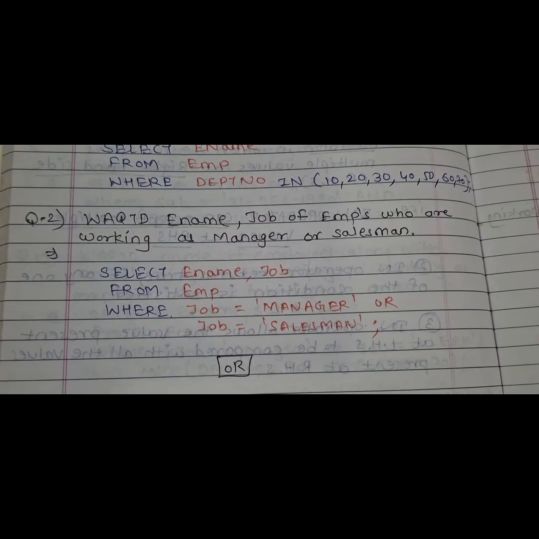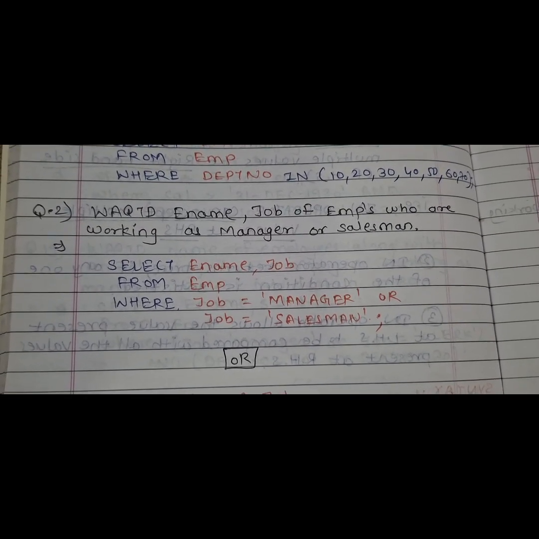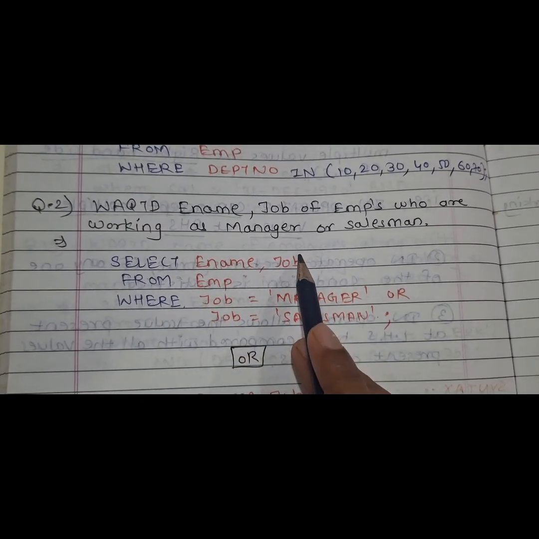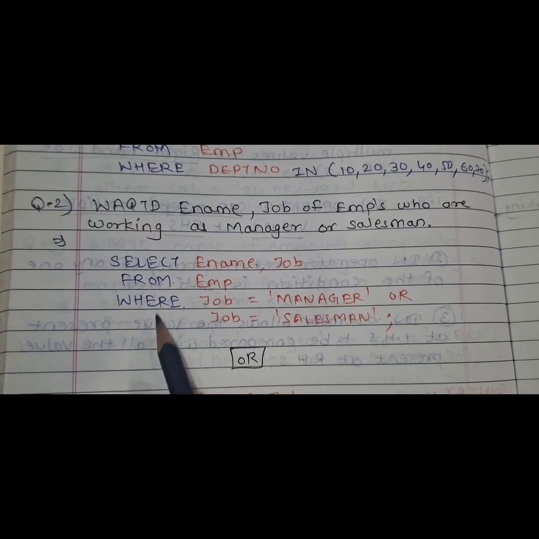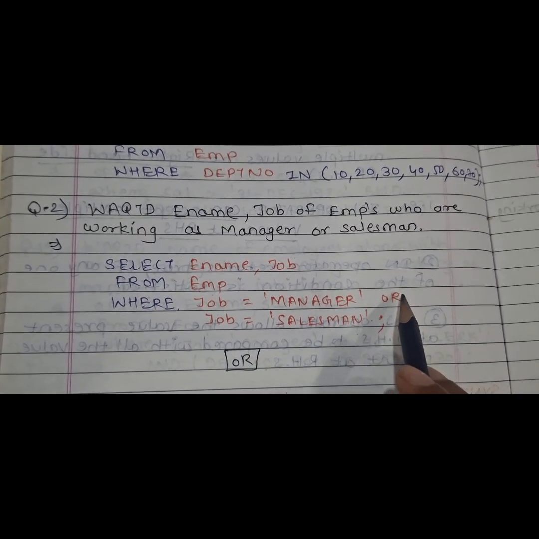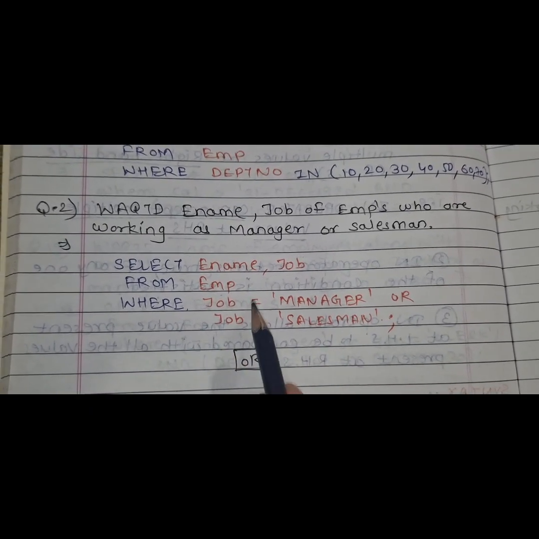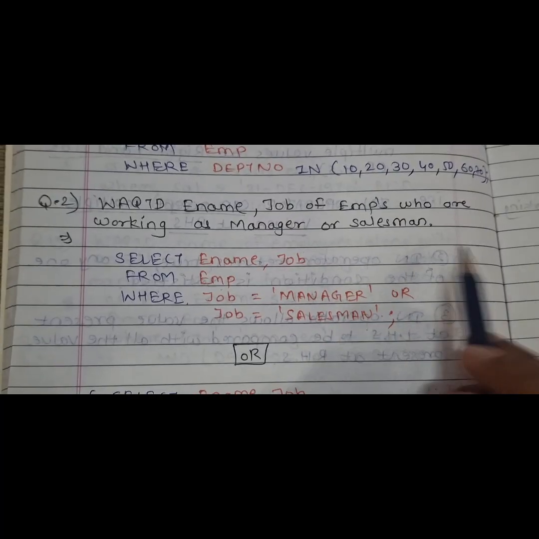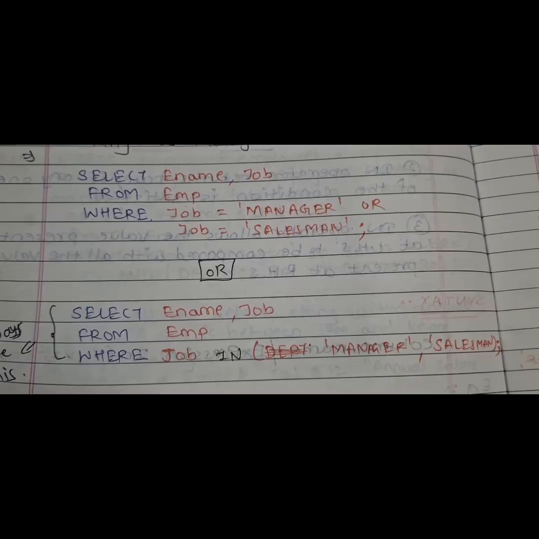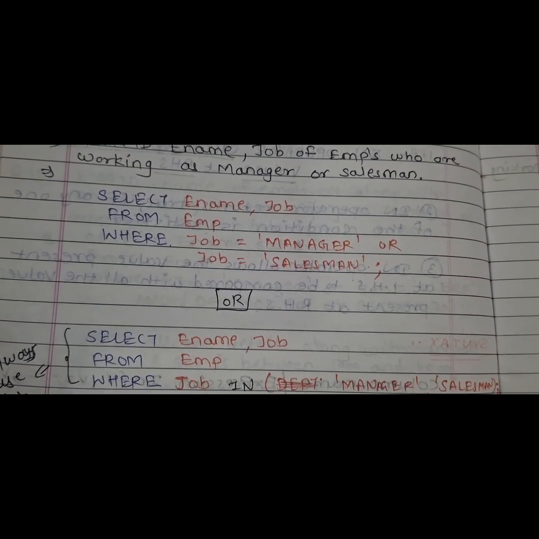Let's take one more example. Write a query to display employee name, job of employees who are working as a manager or salesman. Before in operator, what are we doing? Select ename, job from employee table where job is equal to manager or job is equal to salesman. So instead of using the or operator, what will I do? Select ename, job from employee where job in manager, salesman. The same thing I did here. This is an in operator which we are using instead of the or operator.